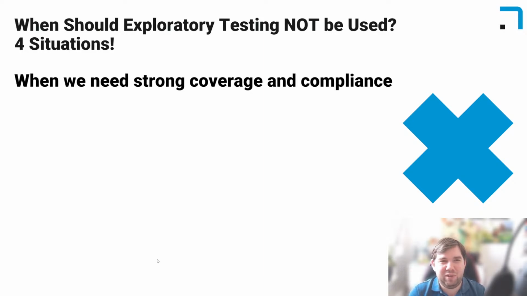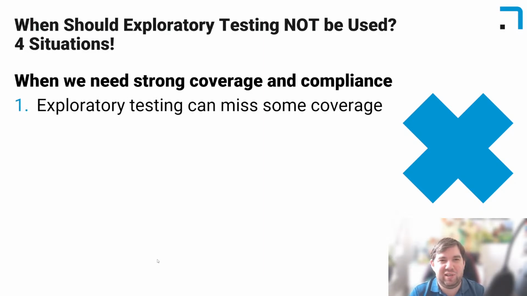Why? Because, first of all, exploratory testing can miss some coverage. Of course, as in the example I gave earlier, we may have 100% statement coverage, which is great. It means that every statement of the code was run at least once. It's a bit harder to do that with exploratory testing, and it's really hard to actually understand how much statement coverage you may have gained from exploratory testing.